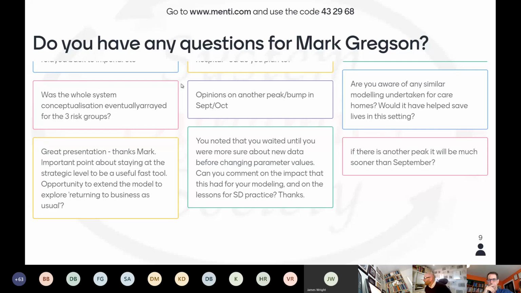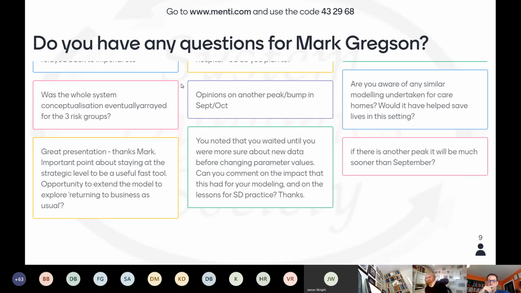The important point about staying at the strategic level to be a useful fast tool: is there an opportunity to extend the model to explore returning to business as usual? Yes, we will be using the tool to return to business as usual, and we are exploring that now. We've had a lot of interest from local systems to do that, and that needs to be done at pace.